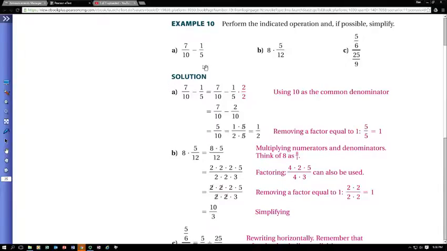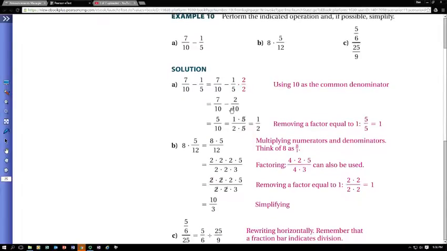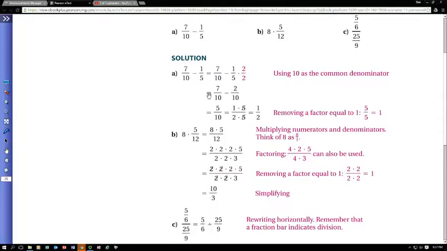Well, my LCM between 5 and 10 is 10, so I only need to modify one of the fractions. I need to rewrite 1/5 as 2/10. So now I have the same denominator. It's 7 minus 2 all over 10. Well, I can simplify this fraction because there's a common prime number in this case, 5. So I want to make sure that the result of this subtraction is in simplest form.